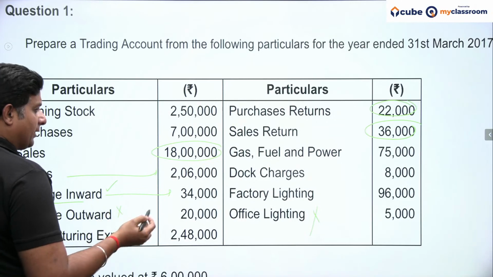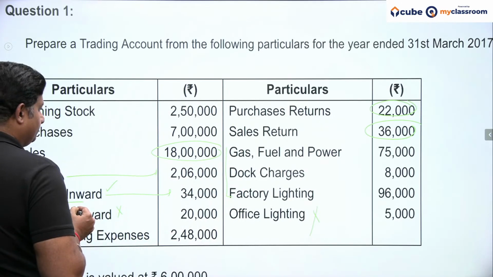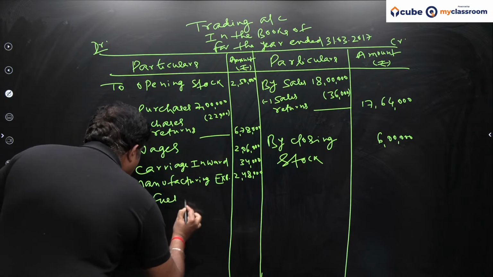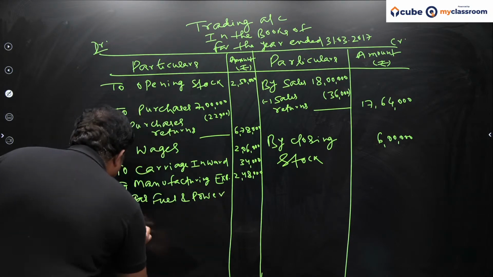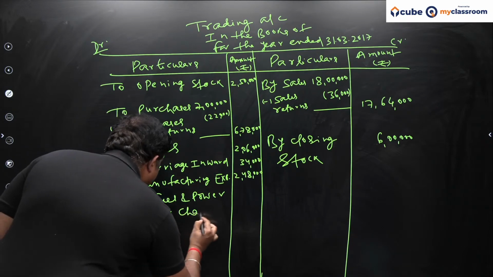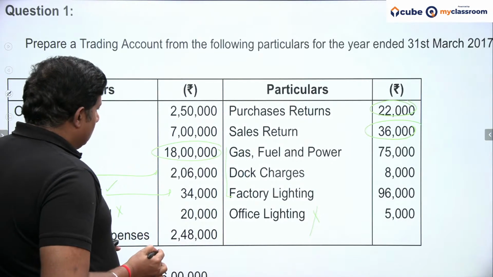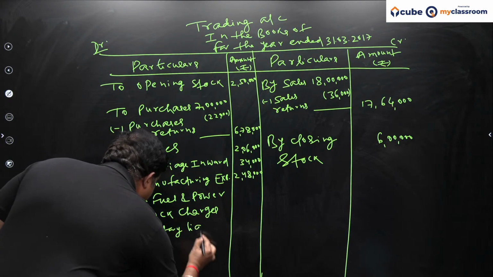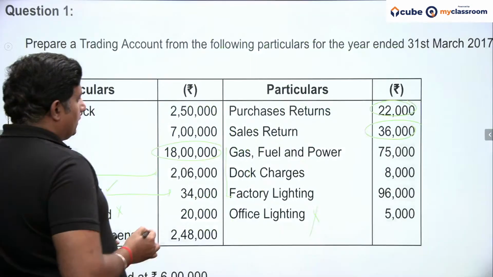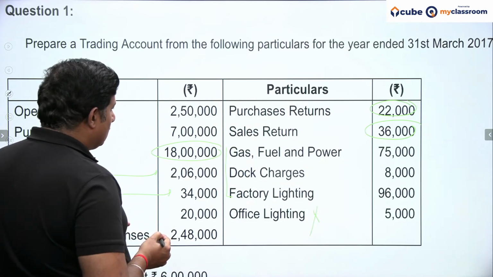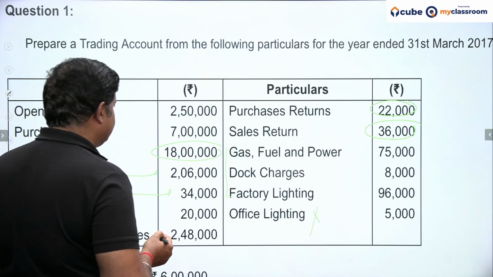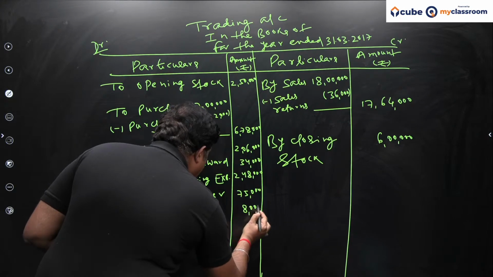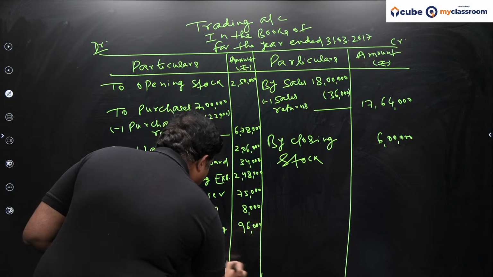Gas, fuel and power, dock charges, factory lighting, these things should be taken into consideration. Gas, fuel and power, dock charges, and factory lighting. Gas, fuel, power 75,000, dock charge 8,000 and factory lighting 96,000. So that is it.